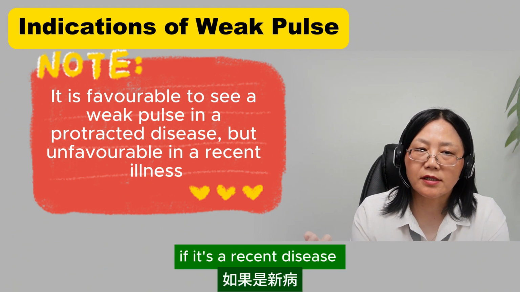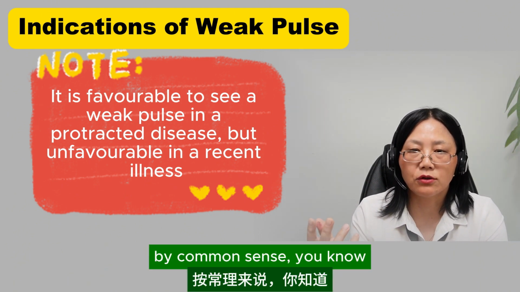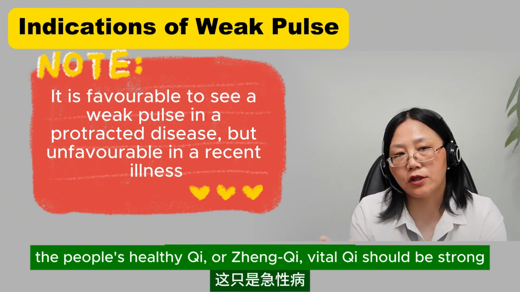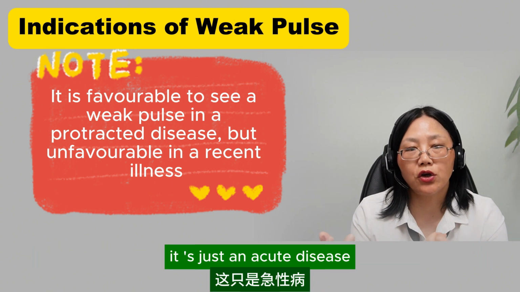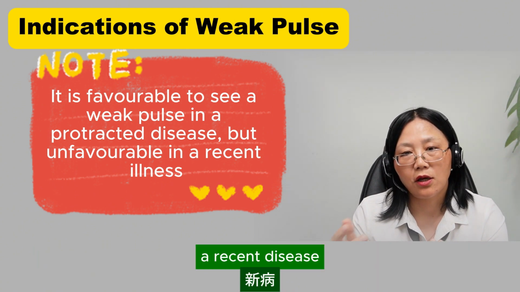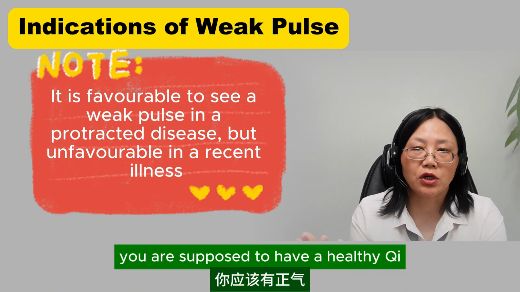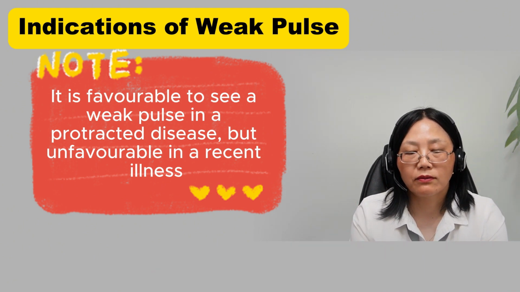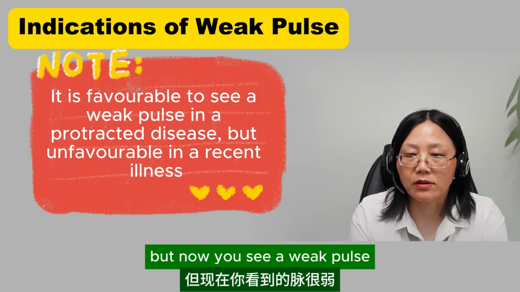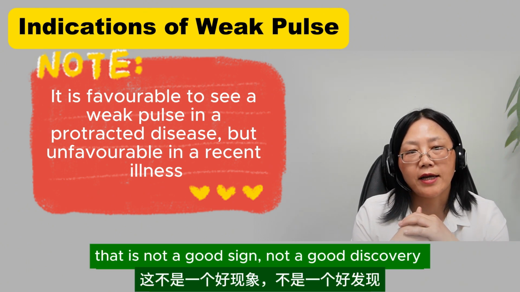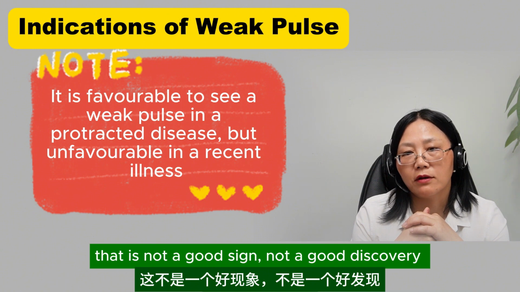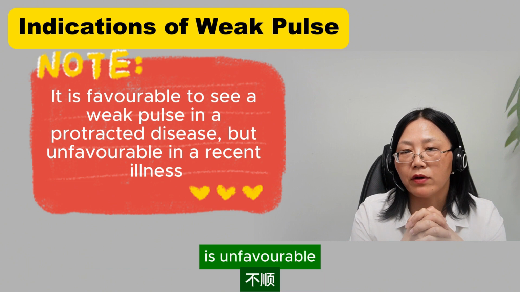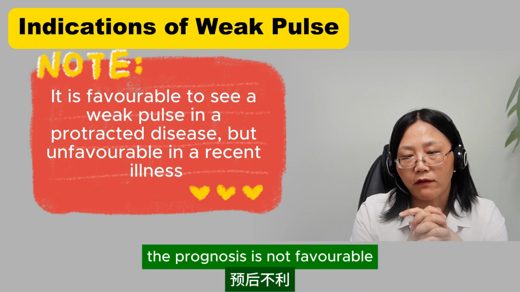If it's a recent disease, by common sense, you know the person's healthy qi, or 正气, vital qi, should be strong. It's just an acute disease, a recent disease. You're supposed to have healthy qi. If you have healthy qi, the pulse should be forceful. But now you see a weak pulse. That's not a good sign. Not a good discovery. When it does not match, it means the disease is unfavorable. The prognosis is not favorable.